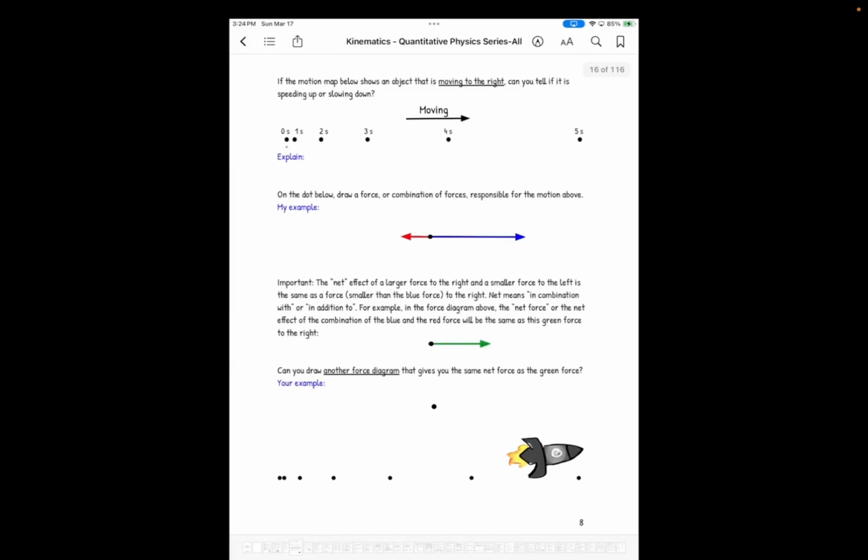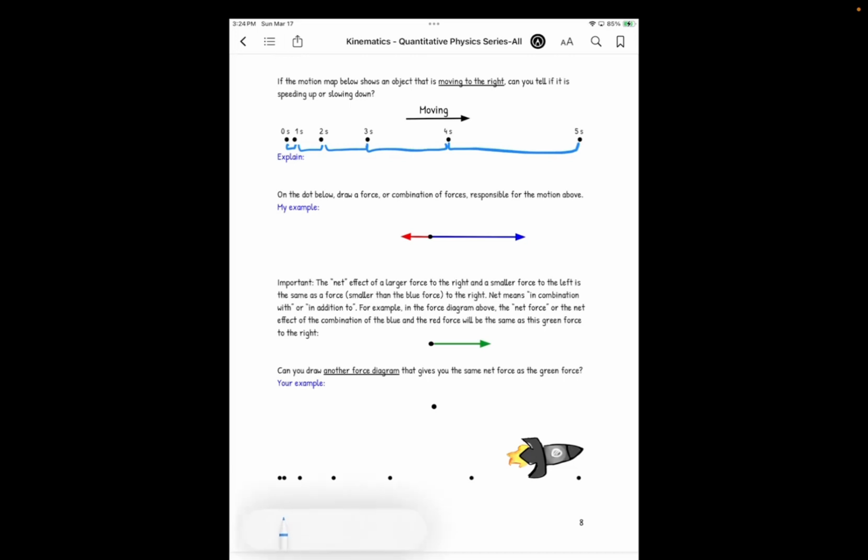Continue. Let's look at the motion map here. If the motion map below shows an object that is moving to the right, can you tell if it is speeding up or slowing down? I think it's speeding up. How do you know? Well, the distance between each dot per second is getting bigger. So the distance per second is getting bigger, so the object is moving faster per second. Faster and faster per second.